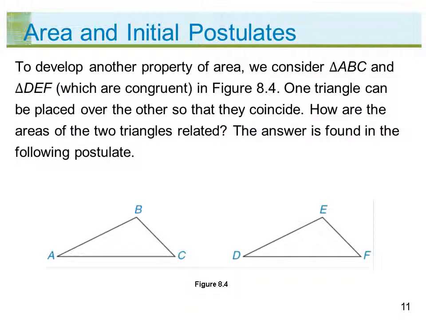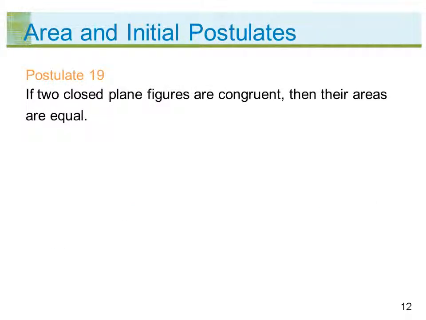To develop another property of area, we consider triangle ABC and triangle DEF, which are congruent, in figure 8.4. One triangle can be placed over the other so that they coincide. How are the areas of the two triangles related? The answer is found in the following postulate. Postulate 19. If two closed plane figures are congruent, then their areas are equal.